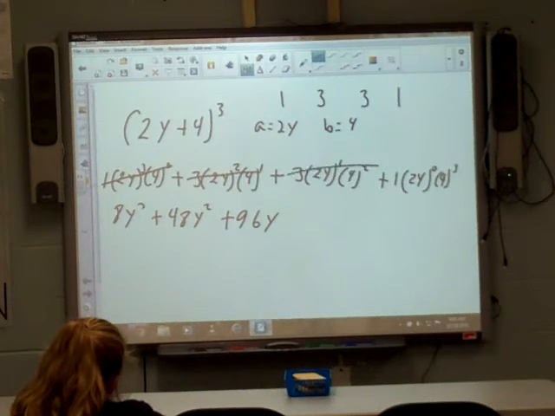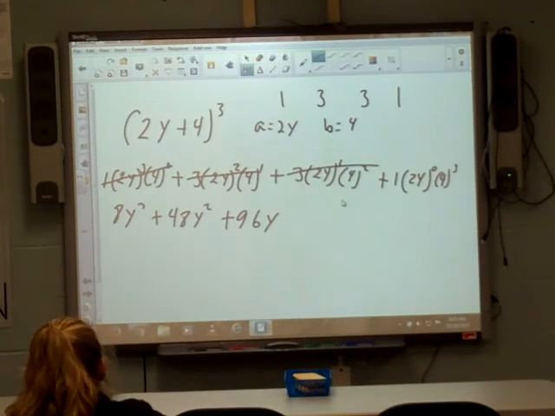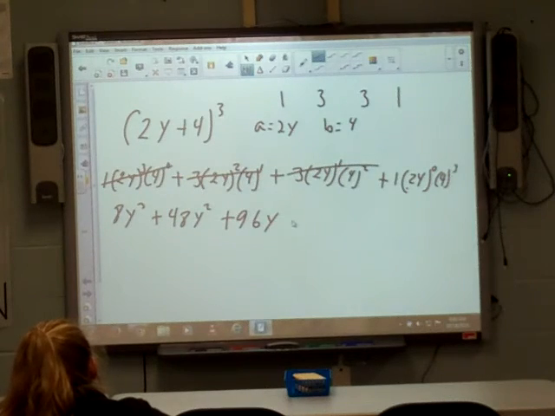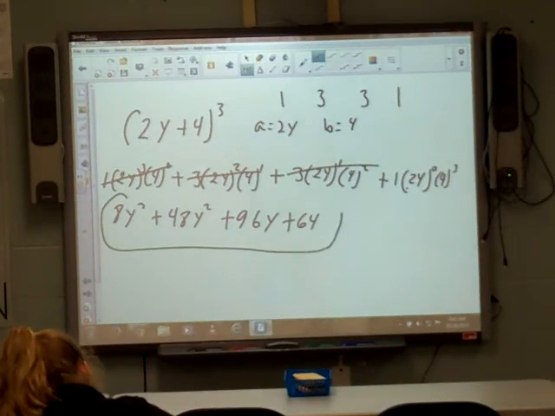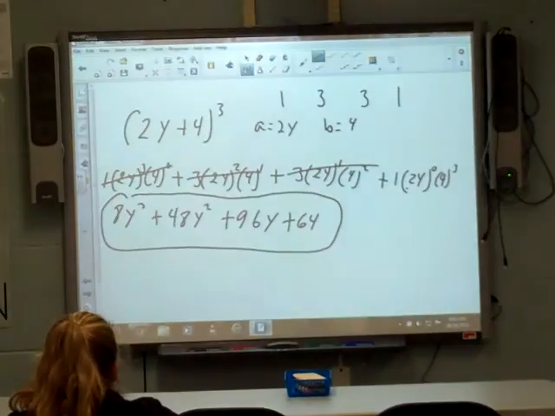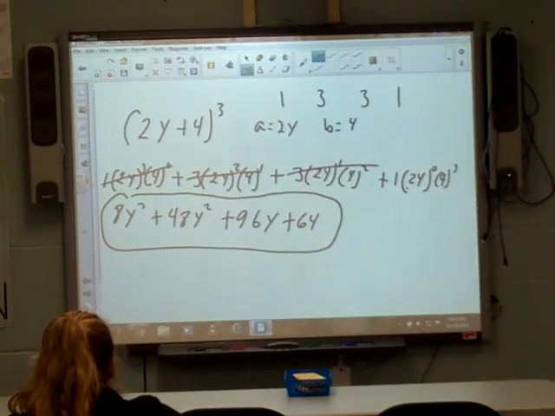Good job. Is it wrong to put y1? No, it's not wrong. Okay, this whole thing is 1 times 1, because 2y to the 0 is 1. So 4 to the third is 64. If it's not in order, it should come out in order, yeah. But if it's not, would you have to move it around? Switch it around, yeah.